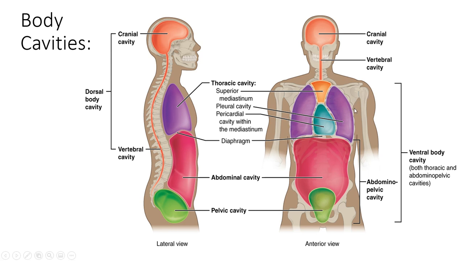In between the thoracic cavity and the abdominal cavity is the diaphragm. We have our abdominal cavity and our pelvic cavity. The combination of the abdominal and pelvic cavities are referred to as the abdominopelvic cavity. Again, the thoracic cavity, abdominal cavity, and pelvic cavities are referred to as the ventral body cavity.